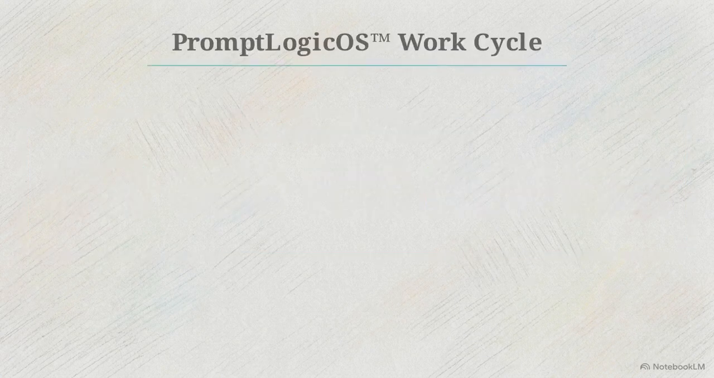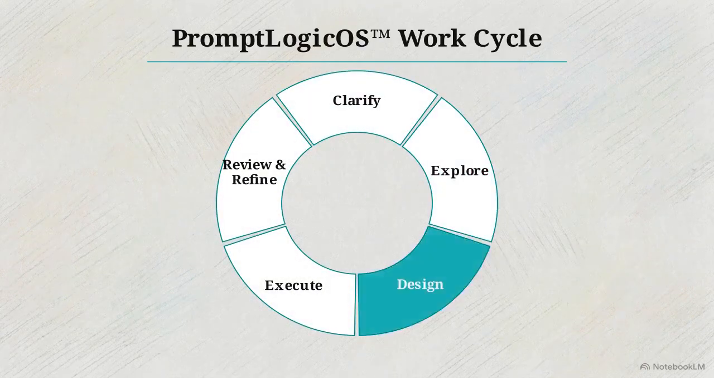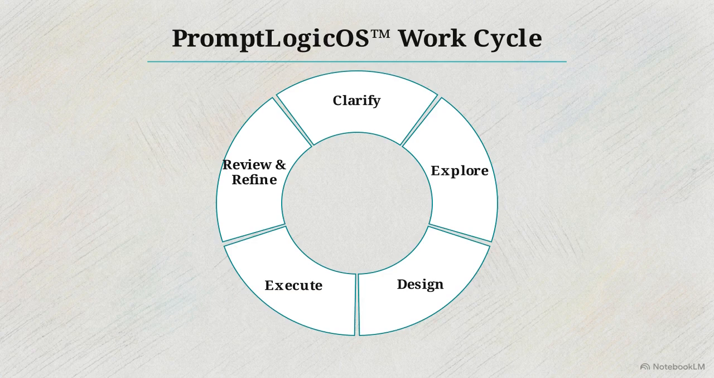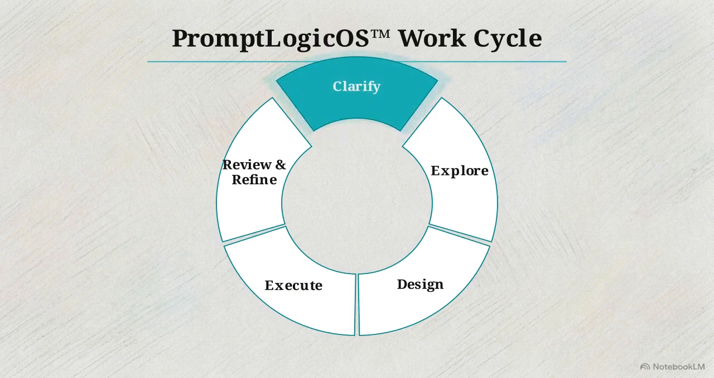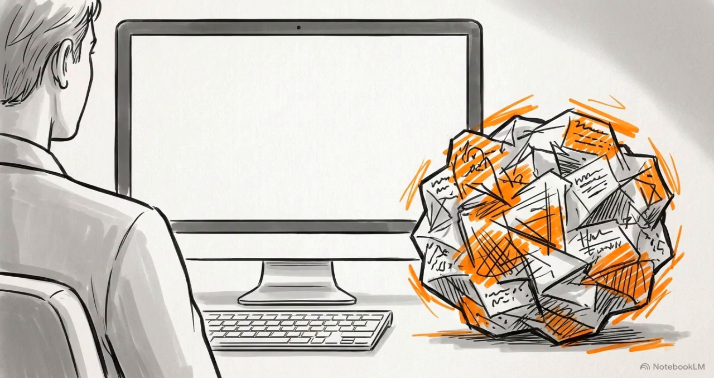The Prompt Logic OS work cycle is built on 5 universal phases: clarify, explore, design, execute, and review and refine. We begin at the foundation. Phase 1, clarify. Our goal over the next 5 minutes is to translate a complex project into a single, structured project alignment brief. Open a blank document.